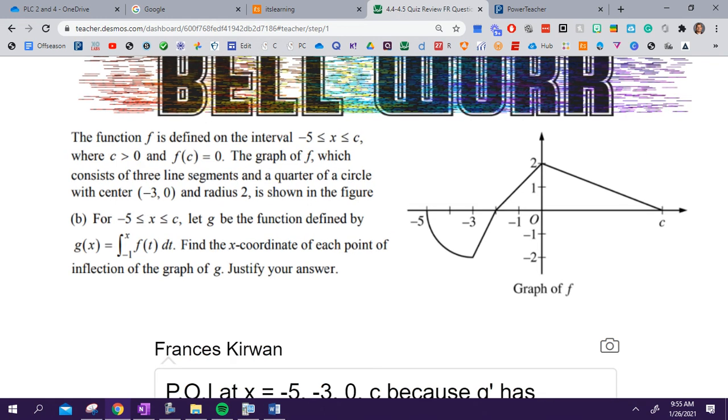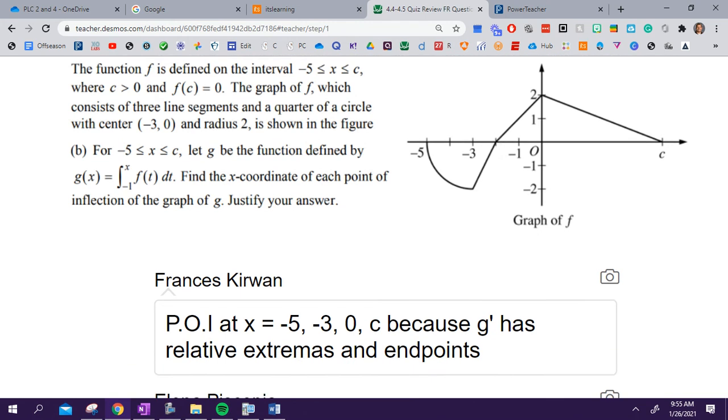Show me with your fingers. How many points of inflection are there? Show me with your fingers. How many points of inflection are there on this graph? There are 2. Okay. Let's look at these answers. This is a free response question. This would be worth 2 points on the AP exam. Let's see how you would have done.